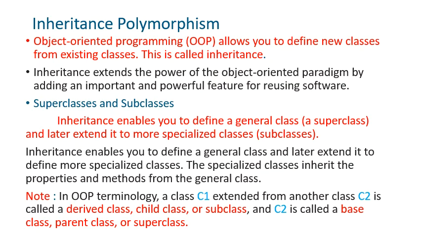Inheritance and polymorphism. Object-oriented programming allows you to define new classes from existing classes. This is called inheritance.